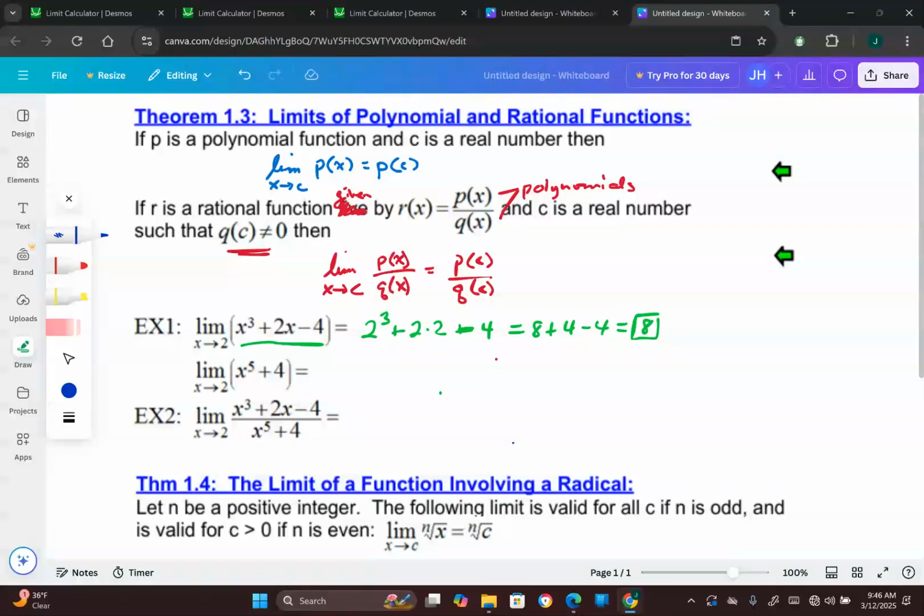Same thing on the next one. x to the 5th plus 4. That's a polynomial function. We just plug in the 2. 2 to the 5th plus 4. So this would give me 32 plus 4. My limit would be 36.